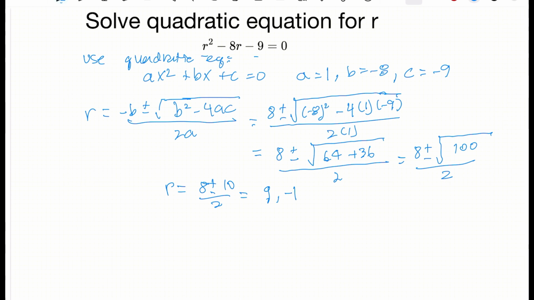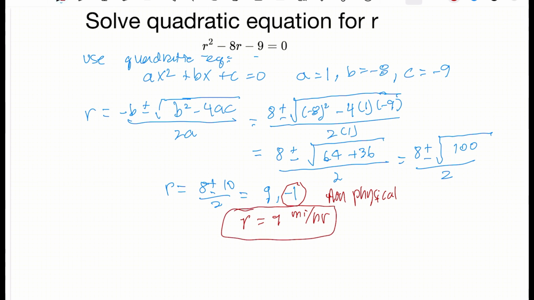Now we need to put our physics cap back on and realize that this is a non-physical solution. We call those non-physical. It just doesn't make sense. You can't go backwards in the boat and make your trip. So the rate is equal to 9 miles per hour. That's how fast Tom needs to set the boat on the speedometer so that they can make the round trip in 6 hours and travel the 48 miles.